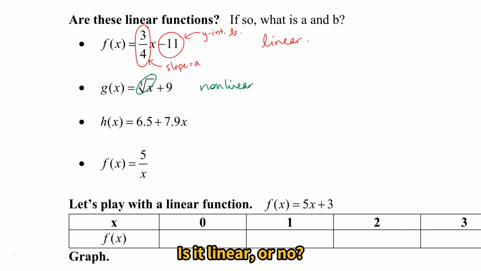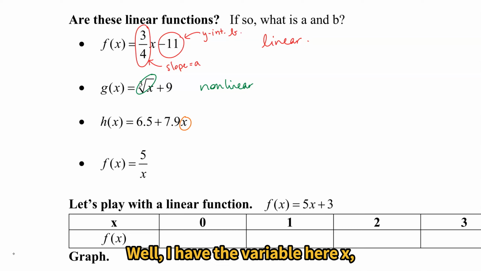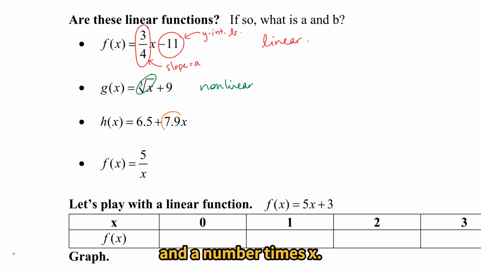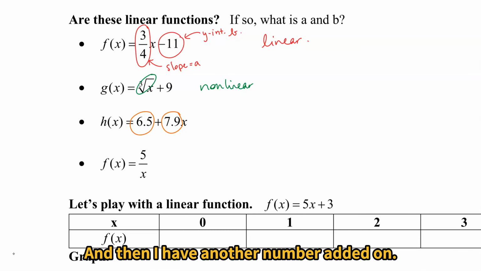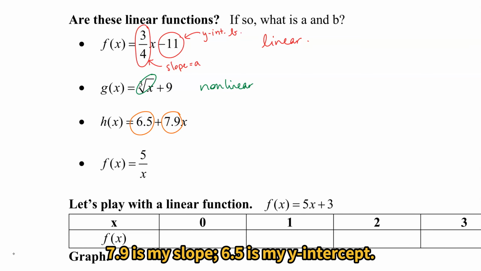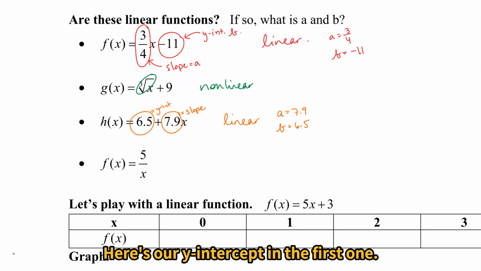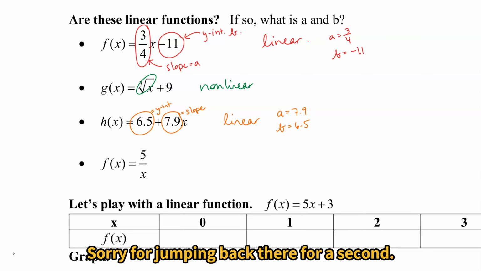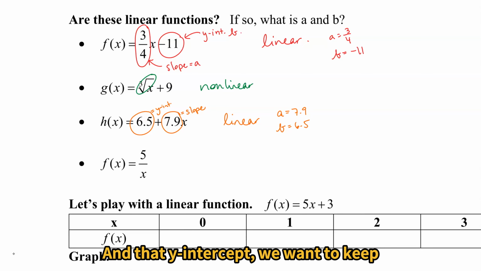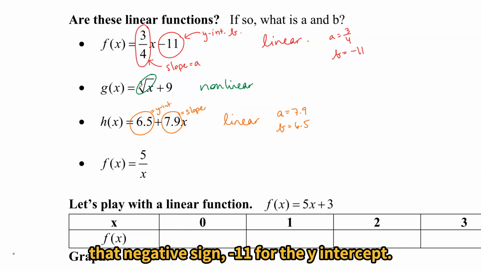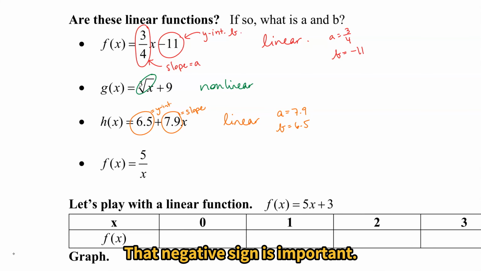And then for function h of x equals 6.5 plus 7.9x, is it linear or no? Well, I have a variable here, x, and a number times x. And then I have another number added on. 7.9 is my slope, 6.5 is my y-intercept. This is linear. With our y-intercept in the first one, sorry for jumping back there for a second, we want to keep that negative sign, negative 11, for the y-intercept. That negative sign is important.